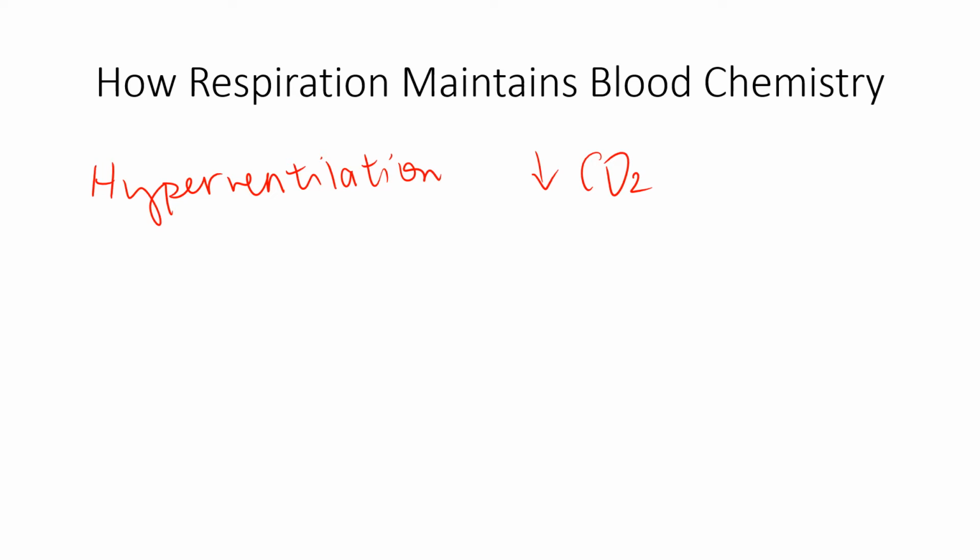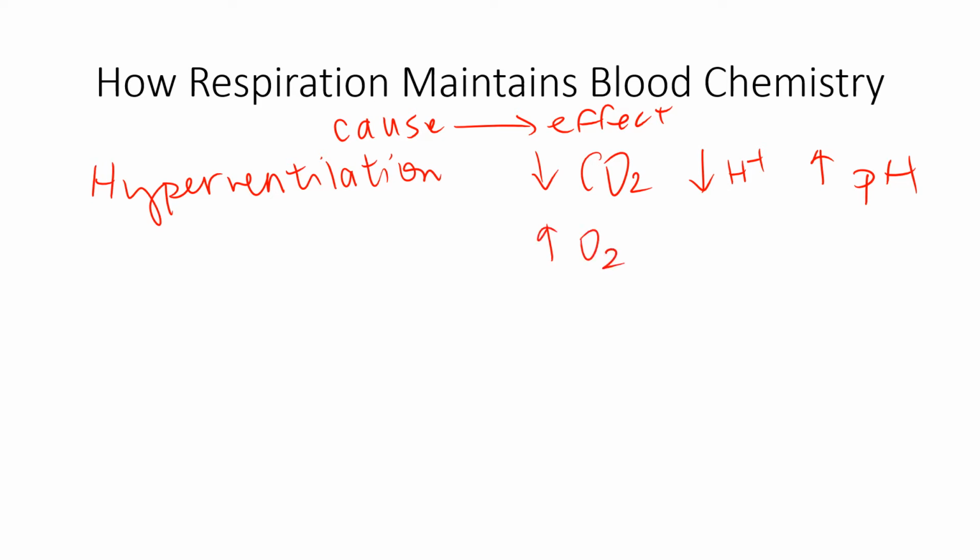We just got through talking about the relationship here. If you lose your CO2 by breathing them out more quickly, you lose hydrogens, and what happens to your pH? Your pH will go up. Okay, so this is cause and effect. If I breathe faster, this is what will happen to my blood. Okay, the only thing I haven't put in here is oxygen levels. The faster I breathe, the more oxygen levels I'm going to have in my blood, the higher the oxygen levels will be.